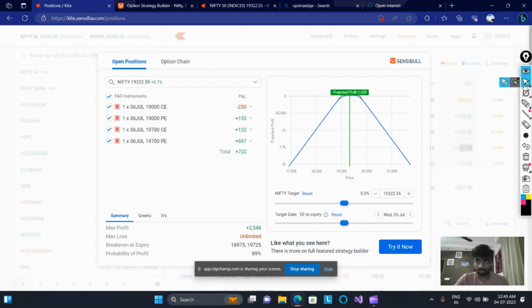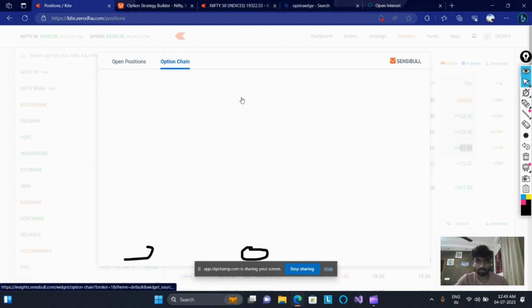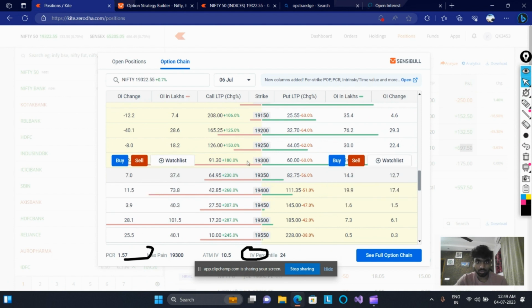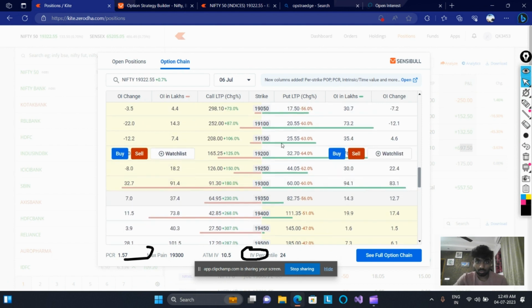And here also we are able to see the probability of profit. So it's almost a good trade, almost 90% chances of getting this trade. So this is the trade that I've taken today. So I'll post the update again tomorrow. And also here we are able to see the option OI data.